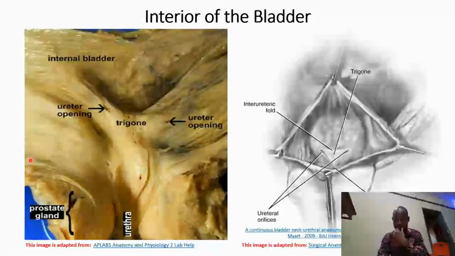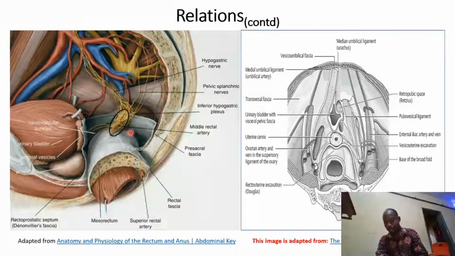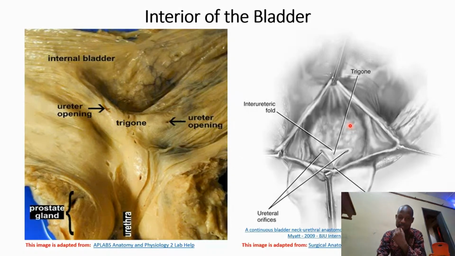Now, look at the space here. It's actually shown in this image, a clear labeling. Then let's look at the bladder neck. Inside the bladder, you see where the ureter opens into the uppermost corner of the base of the bladder, and it continues into the bladder. At a point close to the bladder neck, a triangle is formed.